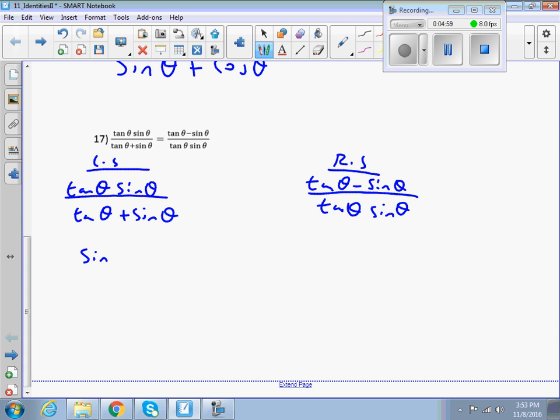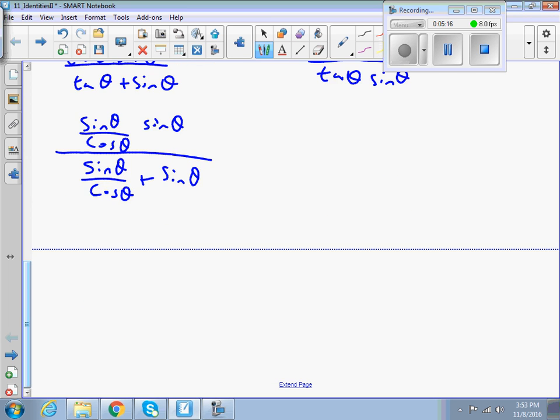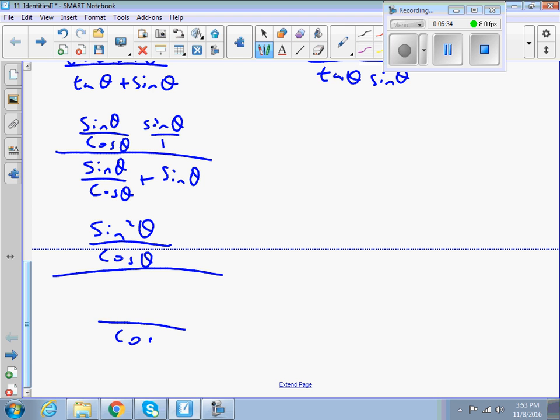So tan theta, that's sine theta over cos theta, multiplied by sine theta, all over sine theta over cos theta plus sine theta. Now, at the top, again, simplify further. Sine theta is really sine theta over 1, so I multiply them, I get sine squared theta over cos theta over, now in the denominator is an addition, so I find the common denominator. So this would be cos theta, and then this would be sine theta plus sine theta cos theta.